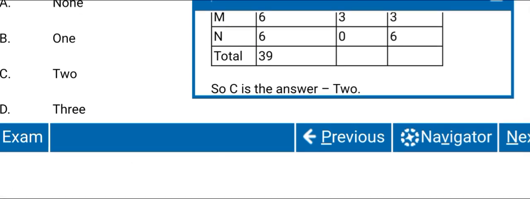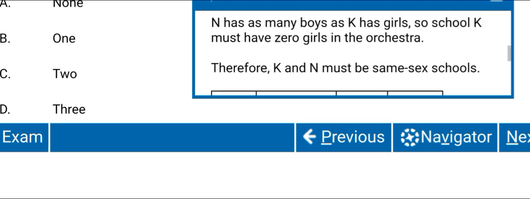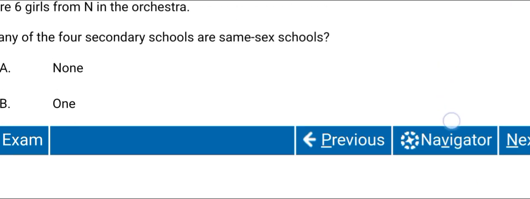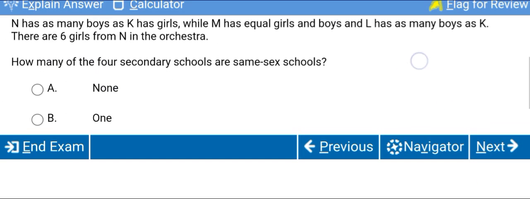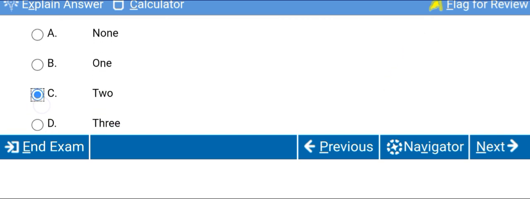C is the answer, that is 2. So 2 is the number of schools that have both boys and girls.